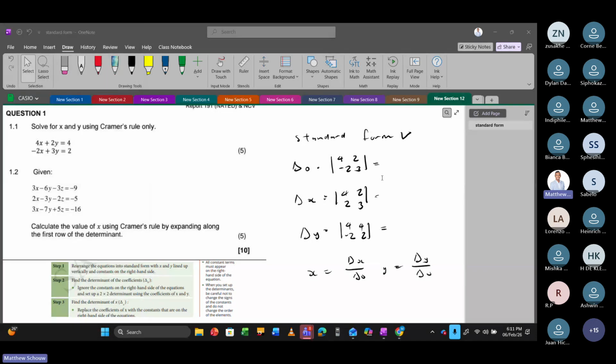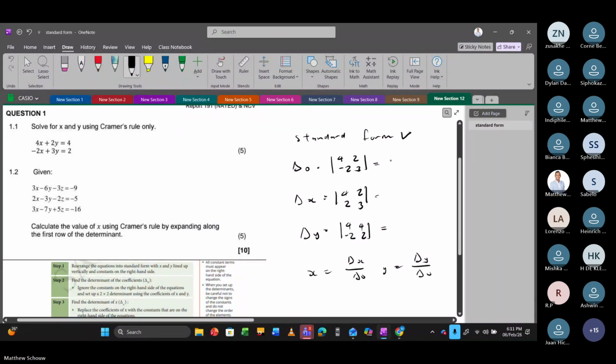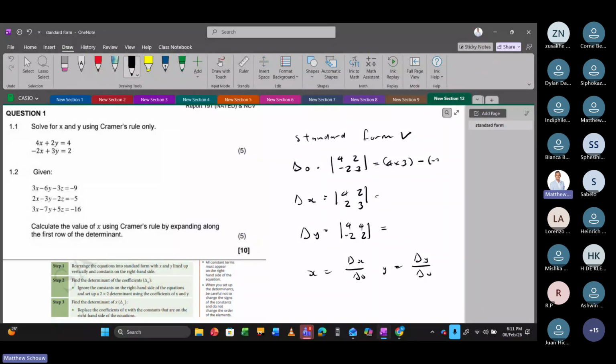Of course, I can just do it. And when you're doing 2 equations, 2 unknowns, there's no cofactor signs, right? I think we all know that. So 4 times 3 minus -2 times, what's it? 2.